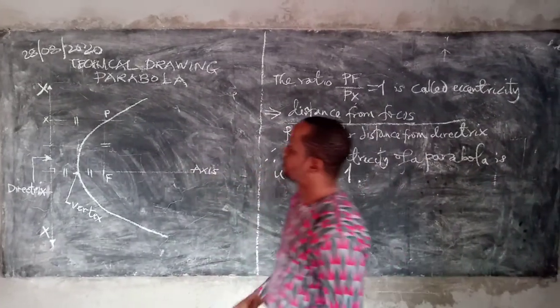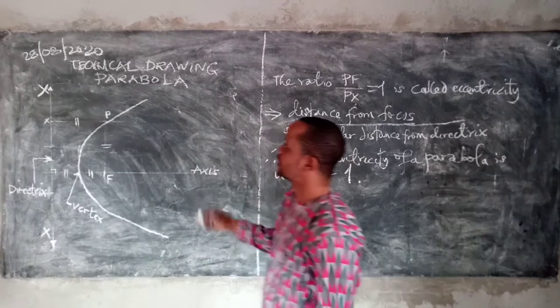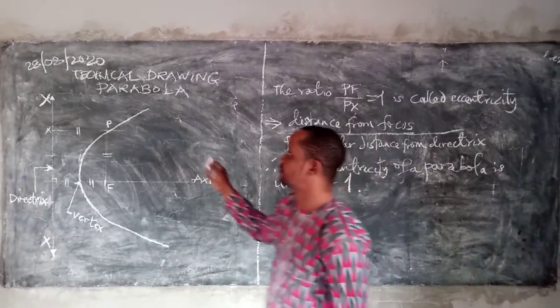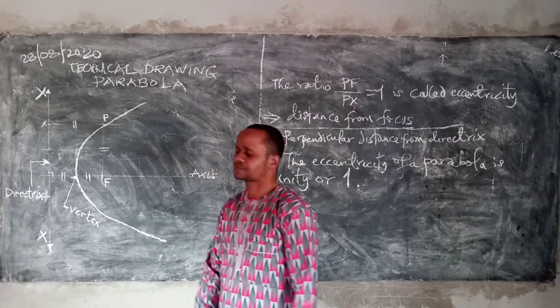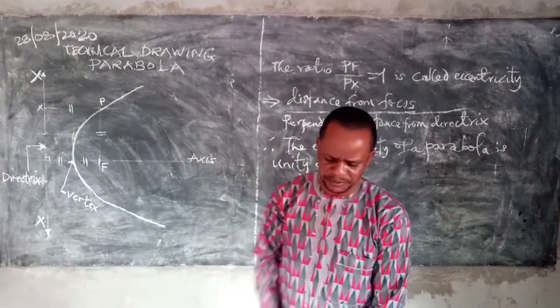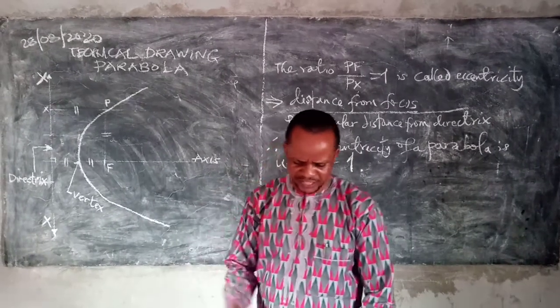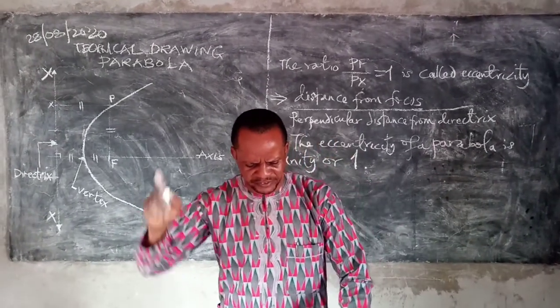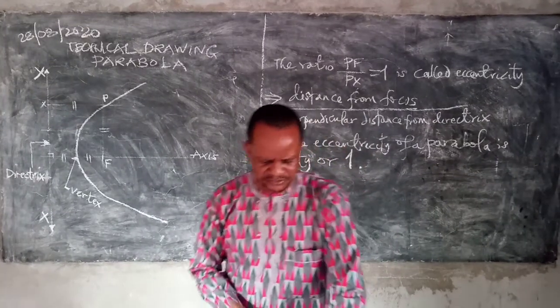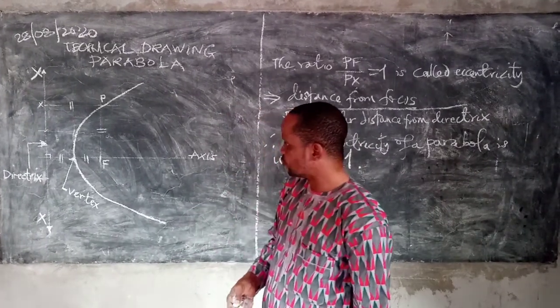Before now, under special course, we have considered ellipse. This time around, we will be talking about parabola. And then, what do we mean by parabola? That's the locus of a point which moves such that its distance from a fixed point called the focus and a fixed straight line called the directrix are always equal.